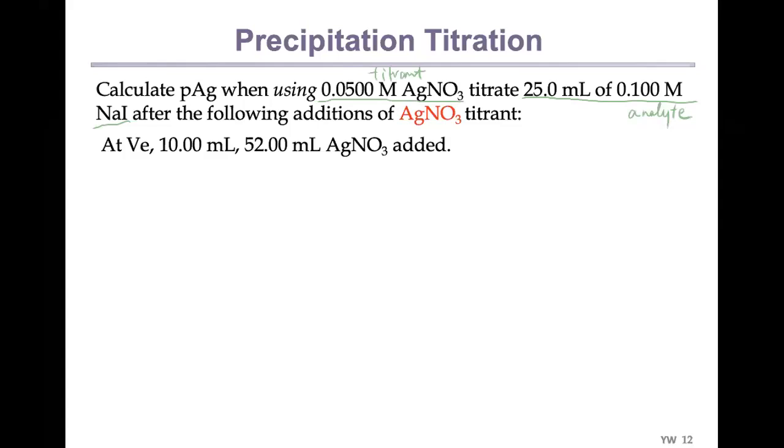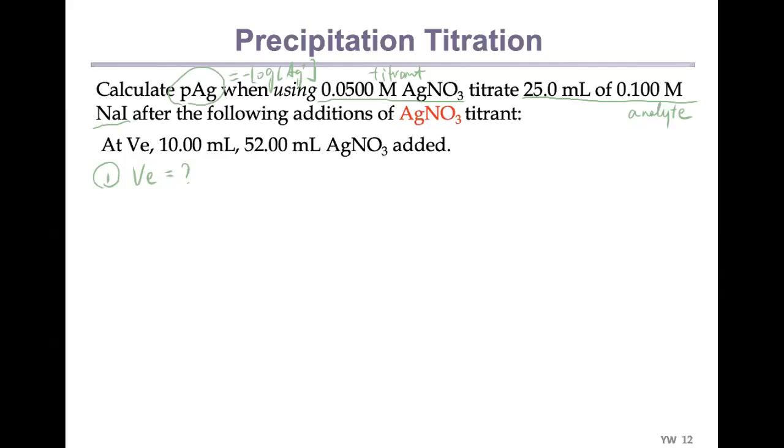Now I want you to calculate the pAg. This is what you want to calculate. And as we said, this is the negative logarithm of silver ion. So we still have to calculate the concentration of silver, the titrant, at 3 different conditions: at VE, the equivalence point, 10 milliliter and 52 milliliter. So first of all, let's calculate VE.